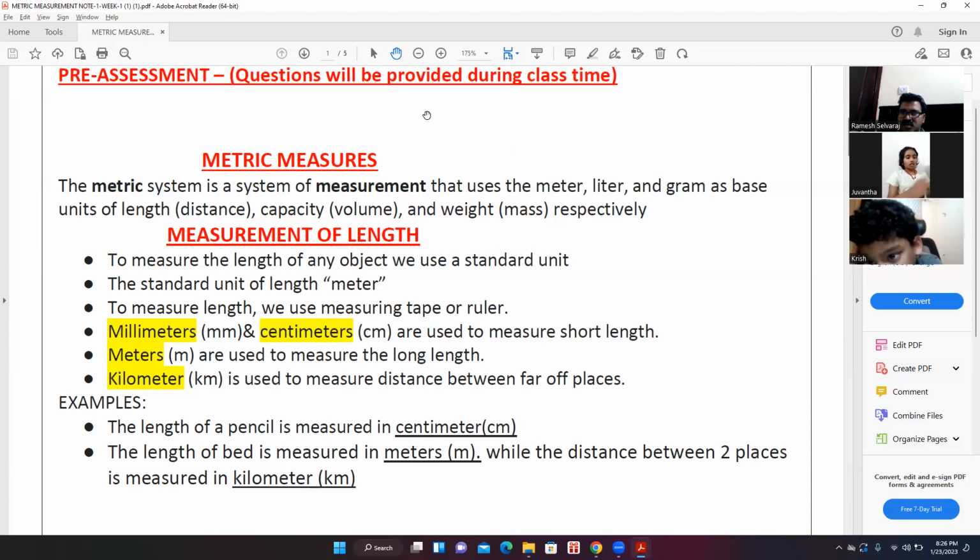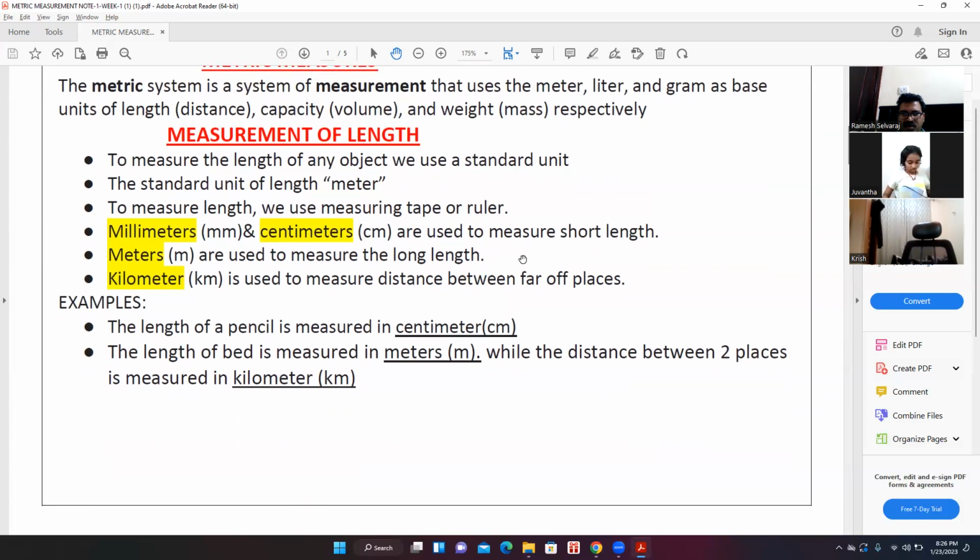Okay. So just to understand the relation between how many millimeters will be 1 centimeter, those things you need to understand. Okay. So if we go to here, I think you might have been remembering that millimeter and centimeters are used to measure short length, right? Juvanta, if someone is asking you, what are the units that will be used to measure short length? What would be your response? Centimeter. Millimeter, centimeters. These are used to measure short length.